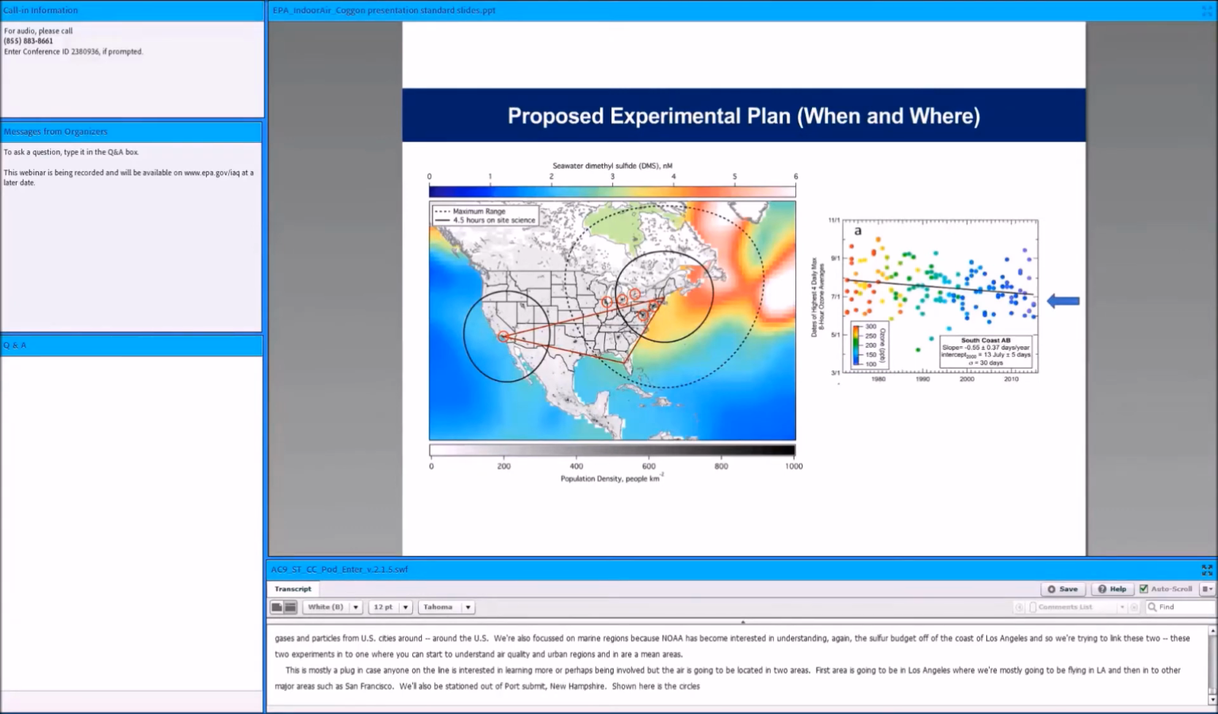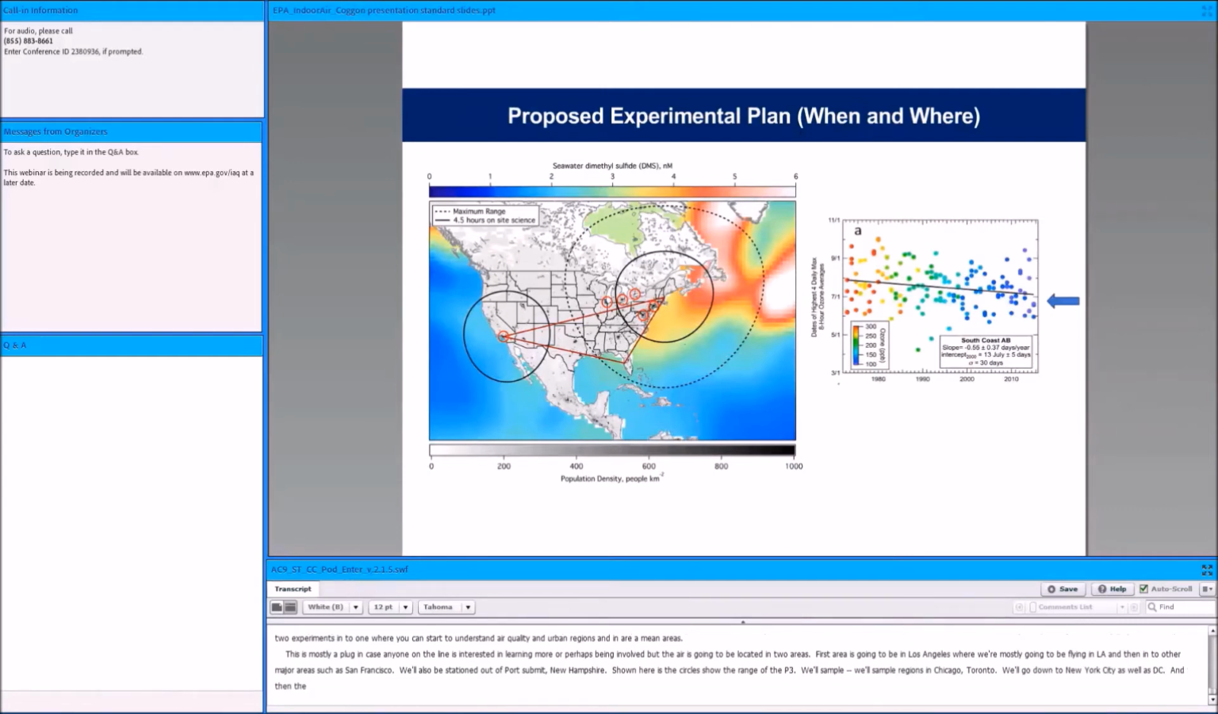We'll sample regions in Chicago, Toronto. We'll go down to New York City as well as DC. And then the color scale here shows you monthly concentrations of DMS. The point here is to show where we'll also fly to try and understand these marine environments. We're going to go in July.